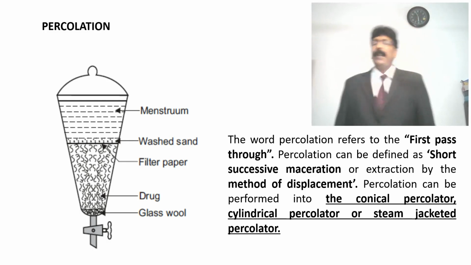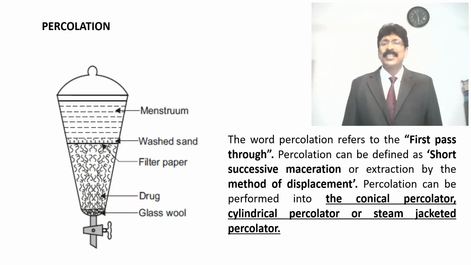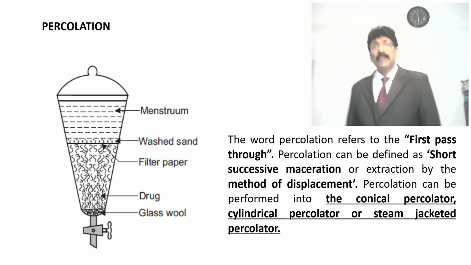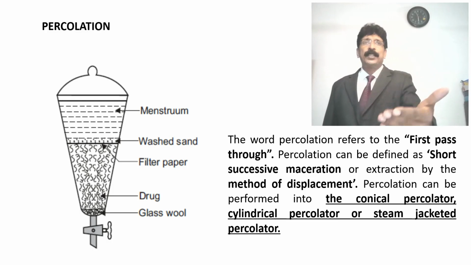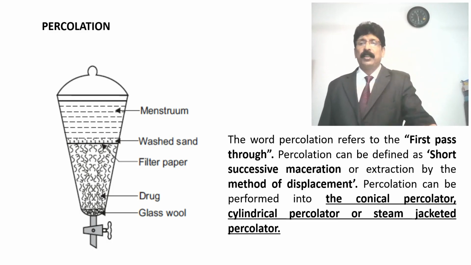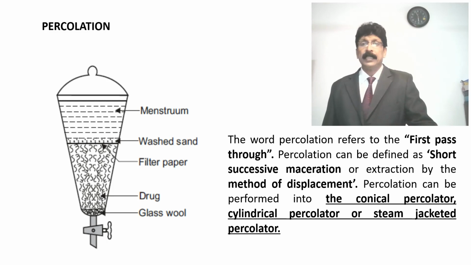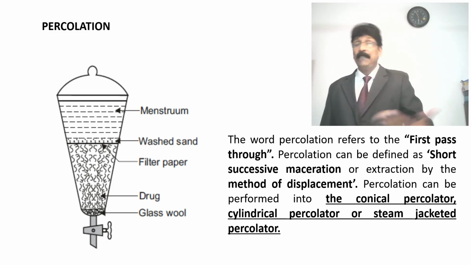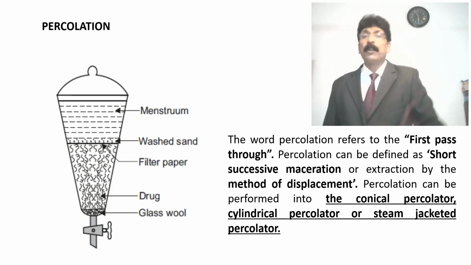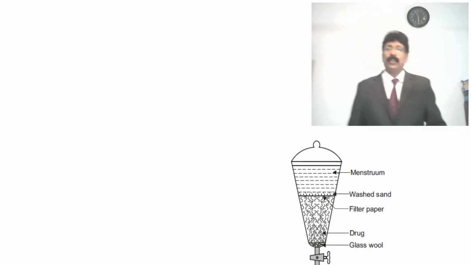Percolation can be defined as short successive maceration, or extraction by the method of displacement. The solvent is displaced by a new one. Percolation can be performed in a conical percolator, cylindrical percolator, and steam jacket percolator. The same percolator can also have a steam jacket.